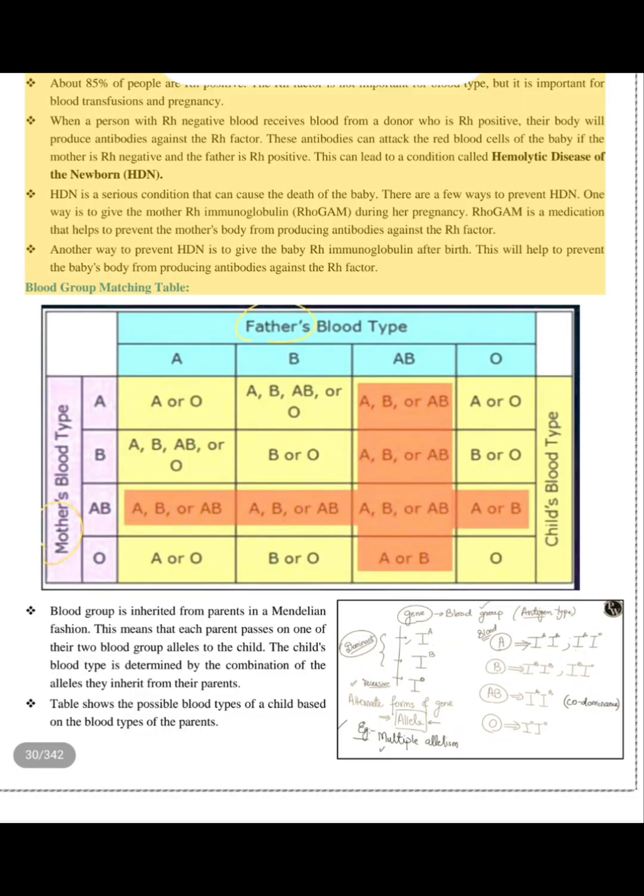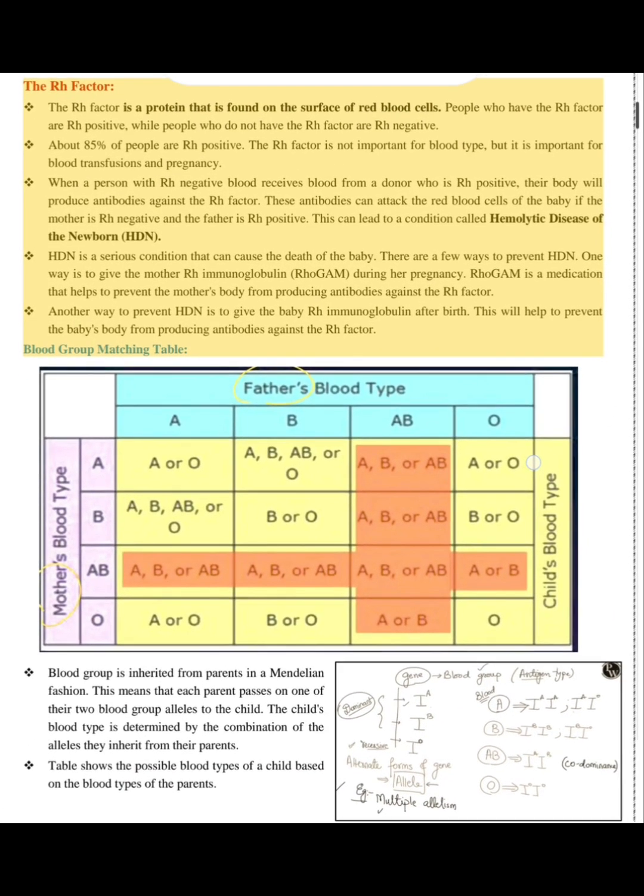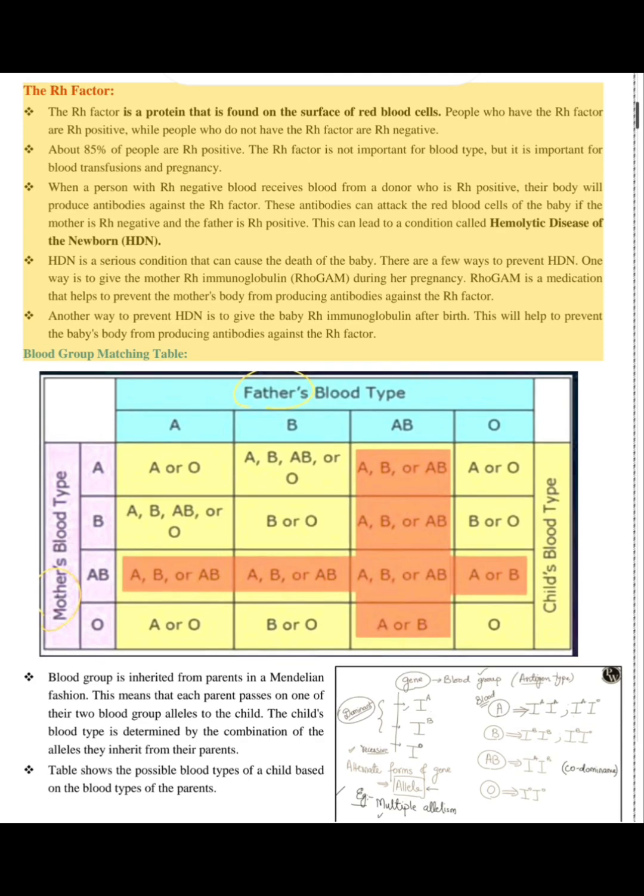3. The Rh factor. The Rh factor is a protein that is found on the surface of red blood cells. People who have the Rh factor are Rh positive, while people who do not have the Rh factor are Rh negative. About 85% of people are Rh positive. The Rh factor is not important for blood type, but it is important for blood transfusions and pregnancy.